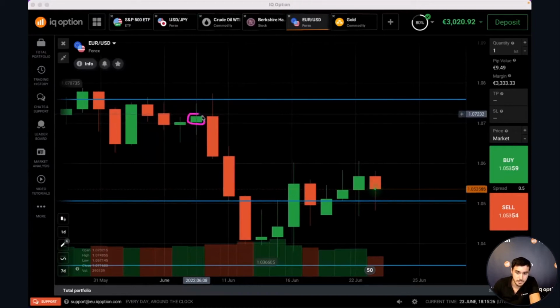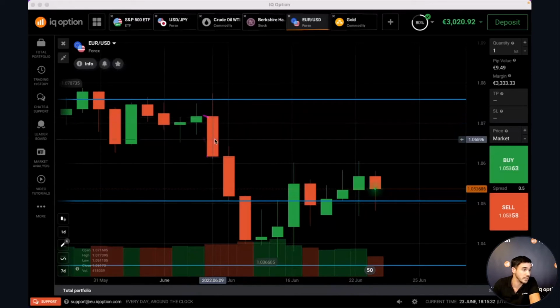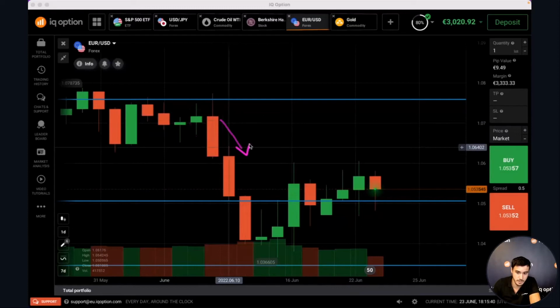See this green, and how the next body eats completely the previous green, no? So this is a bearish engulfing. What indicates this? When do I open my trade? This is the question. Do I open my trade here?